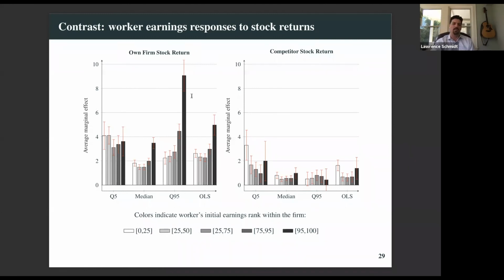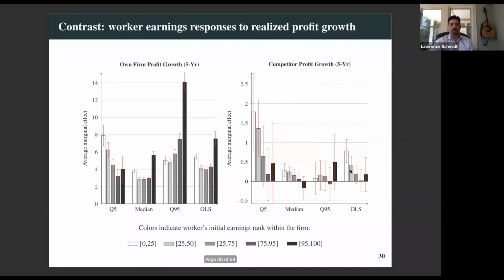And perhaps the own firm coefficient looks somewhat similar in that the distribution becomes more right skewed, but competitor stock returns on average is actually going to be somewhat good for workers. And we can do the same thing with profits. So if my competitors become more profitable, conditional on my own firm profit growth, this is mostly a neutral outcome from the perspective of individual workers. Maybe it's associated with a modest reduction in downside risk for low-skilled workers.